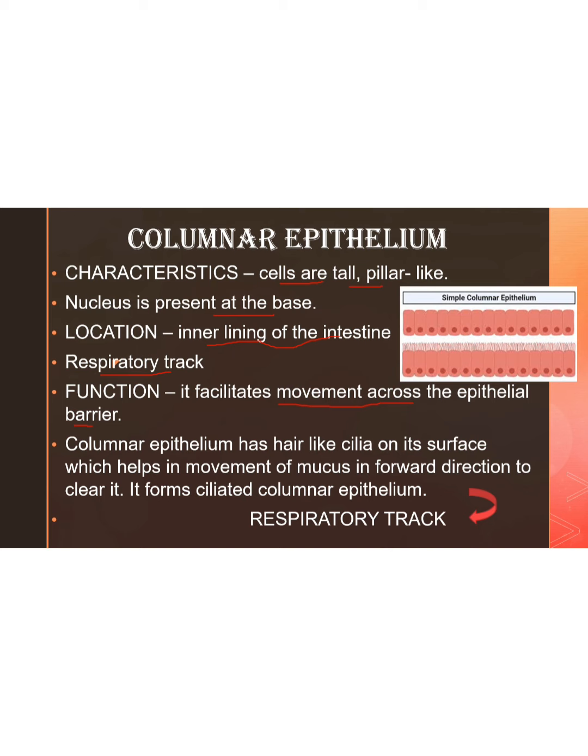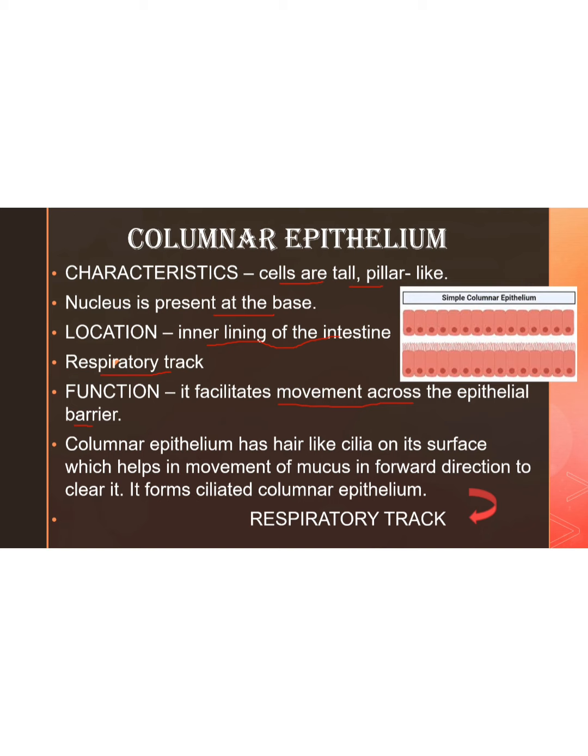And here one important thing you all should know, what is the meaning of facilitates the movement across? Okay, that I'll tell you. So basically your columnar epithelium contains the cilia. So as of now we have talked about your stratified squamous epithelium and your glandular epithelium.